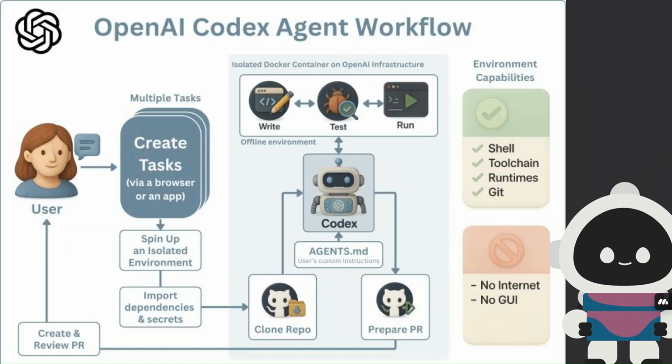Here is the magic: you write a prompt in natural language, and Codex spins up isolated Docker containers on OpenAI infrastructure. It clones your repo, grabs the dependencies, writes the code, tests it, runs it, even creates a pull request for you to review. And it works offline. Just install npm, add your OpenAI API key, and it understands your entire code base.